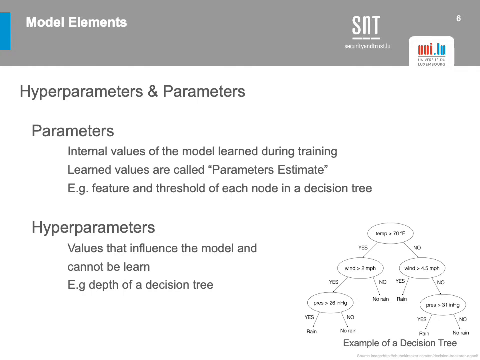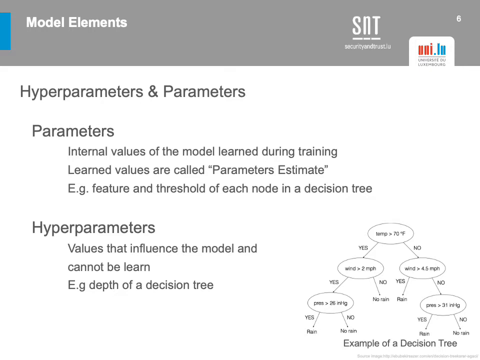So a model is composed of parameters and hyperparameters. Parameters are really internal values of the model, and they are learned during training. The training phase consists of learning those parameters. And we call the learned value a parameter estimate. One example of such a parameter is a threshold and features in a decision tree.